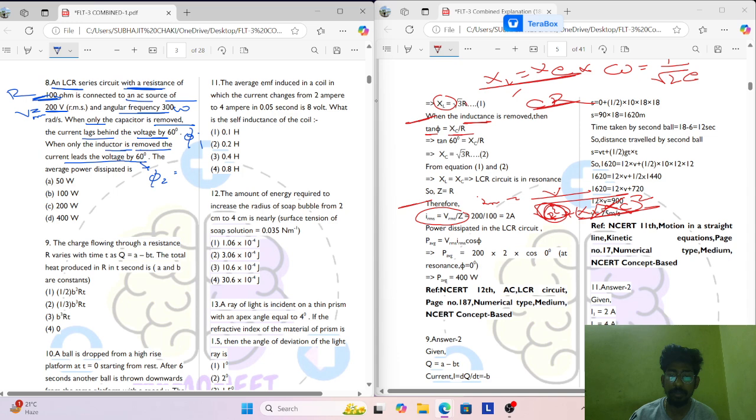So IRMS will be equal to 200 by 100, equals 2. So we know the value of VRMS, that is 200, and we know the value of IRMS. That means the power formula, as I told you, is half I naught V naught cos phi. You can also remember it this way: I naught by root 2 times V naught by root 2 times cos phi. I naught by root 2 is IRMS, and V naught by root 2 is VRMS, into cos phi. IRMS is 2, VRMS is 200, and cos phi means cos 60 degrees, which is half. The 2's cancel out, so it will become 200.